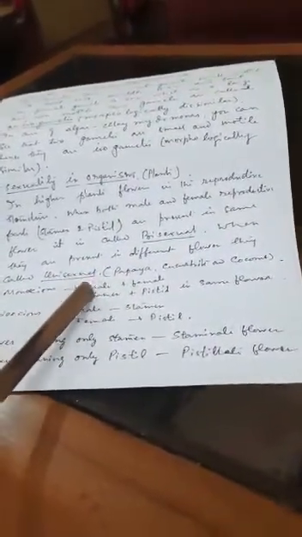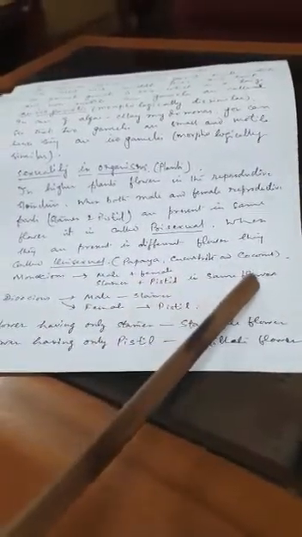Then what is monoecious and what is dioecious? The term monoecious means a plant which contains male and female reproductive organs, that is stamen and pistil, in the same flower. And what is dioecious? When a flower contains only stamen, it is called a staminate flower, and when the flower contains only pistil, it is called a pistillate flower. These are called dioecious. That means the flower which contains only one type of sex is called a dioecious flower.